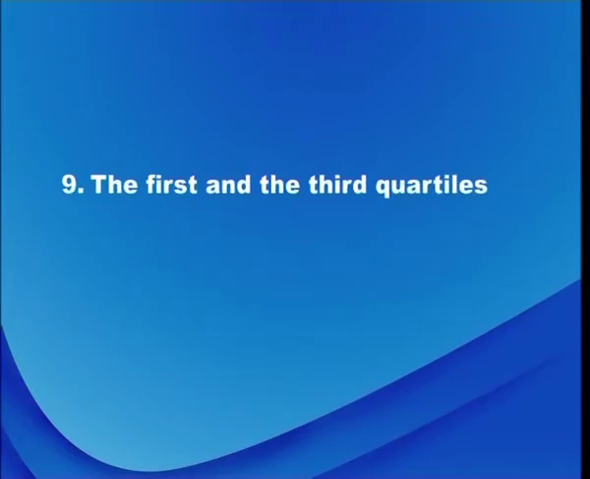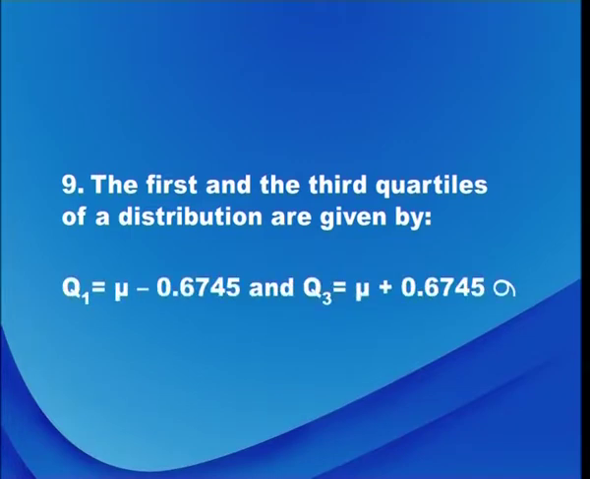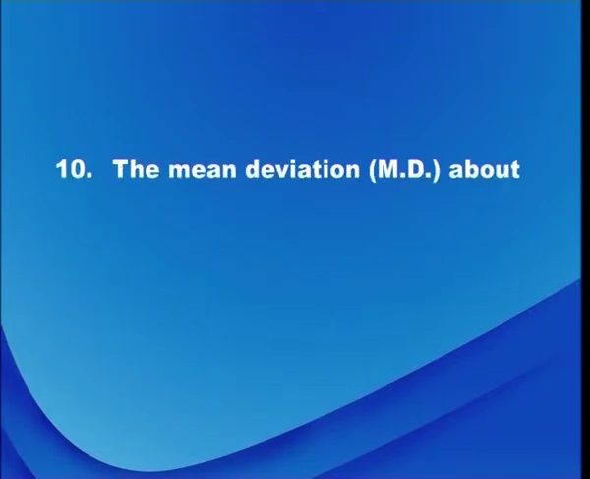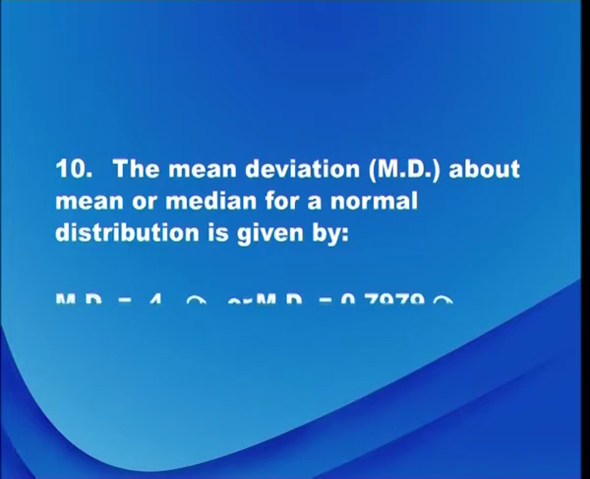Next, the first and the third quartiles of a distribution are given by Q1 equals mu minus 0.6745 sigma and Q3 is equal to mu plus 0.6745 sigma. The mean deviation MD about the mean or median for a normal distribution is given by MD equals 4 by 5 sigma, or MD equals 0.7979 sigma.